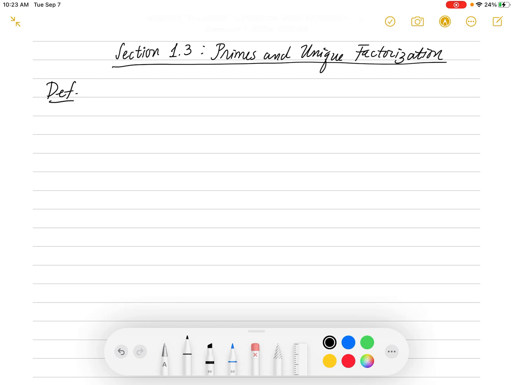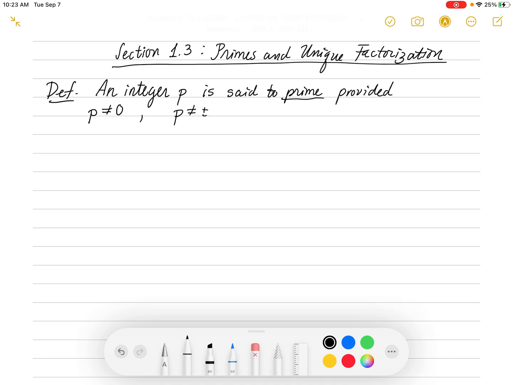So we're going to say definition. An integer p is said to be prime provided three things happen. Number one, p can't be 0. That's the first thing. Number two, p cannot be either 1 or -1. So p is not plus or minus 1. And number three, the only divisors of p are plus or minus 1 and plus or minus p.